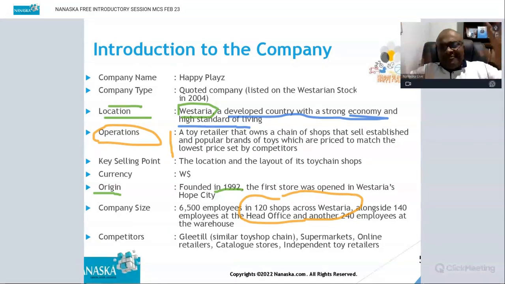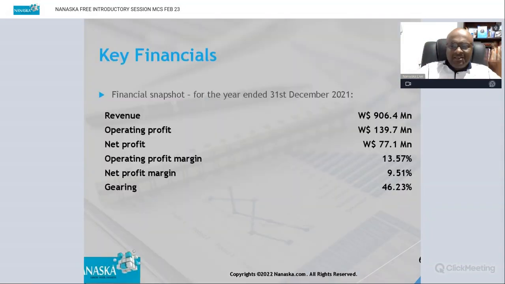So this is a very brief organizational structure, a very brief summary of the situation given. Gearing is 46%. Wow. Gearing is fairly high.